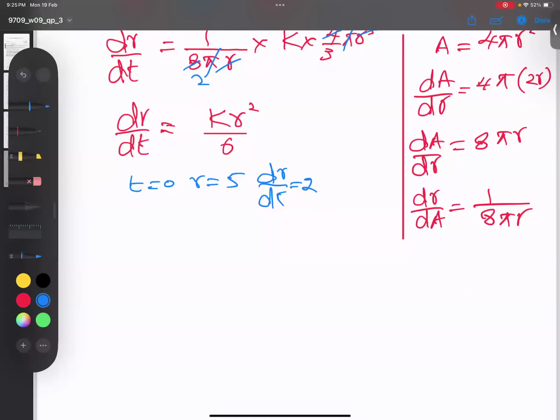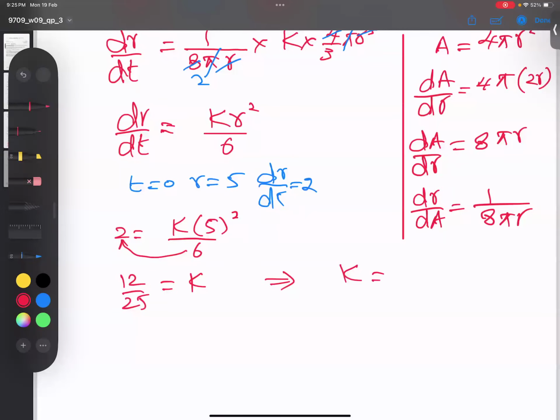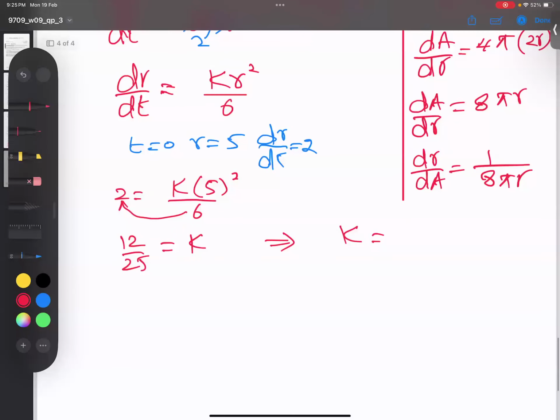Now you know it very well, students. This will go here. 2 will go to the left-hand side, and r will go here. And k times 2, 5 to the power 2 by 6. 6 multiplies there, and 25 divided by 12, that is 12 by 25. If you type 12 by 25 in the calculator, it gives us 0.08.